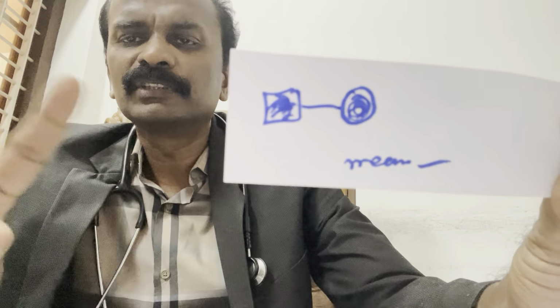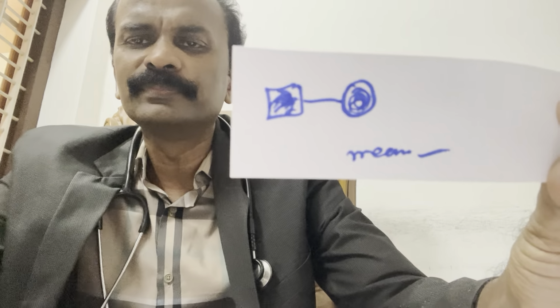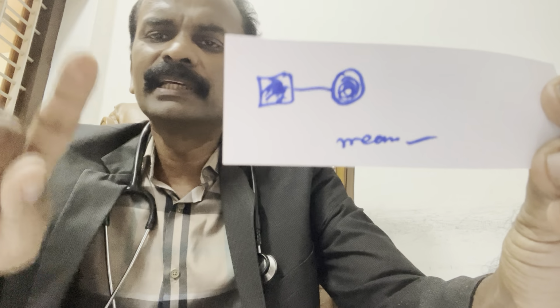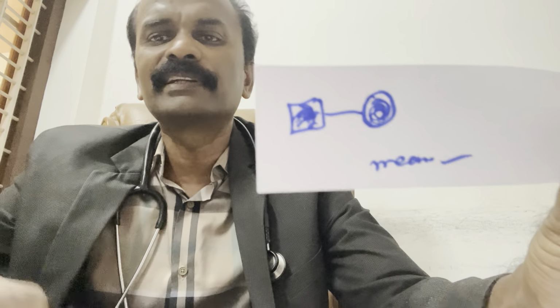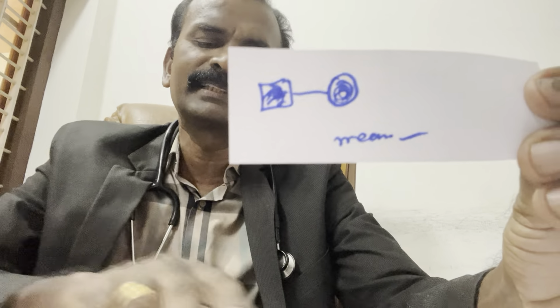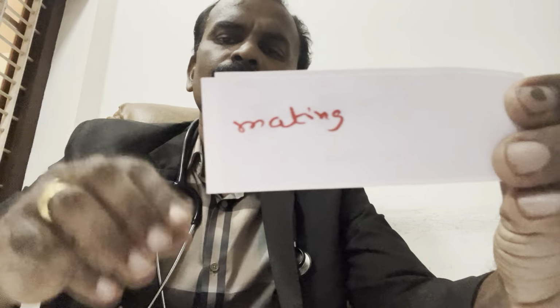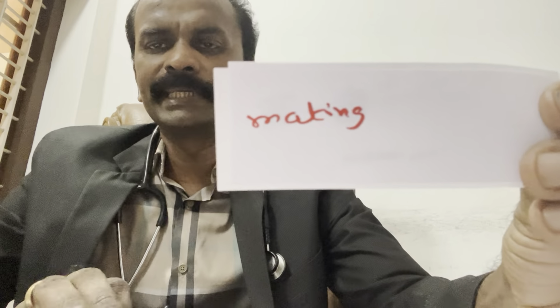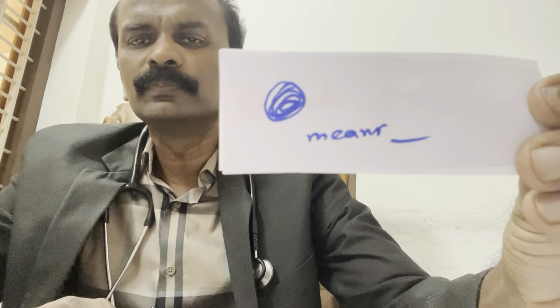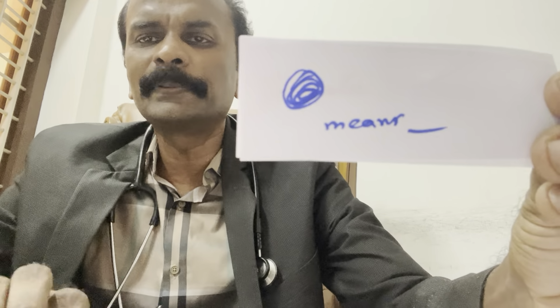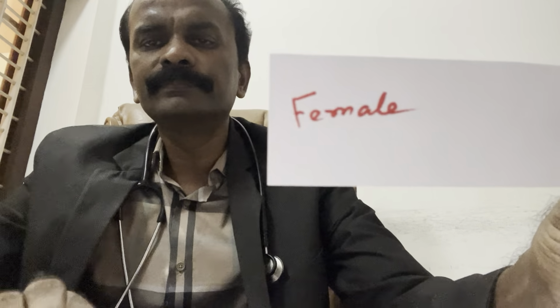What does this mean? Square blue and a round blue, with one line connecting. Only one line. If there are two lines, the answer is different. One line connecting, what is your answer? Means mating. Round blue means what? As per pedigree, it is a female.